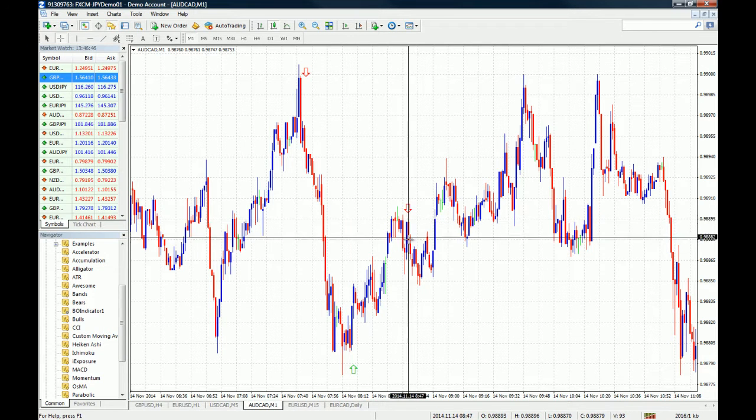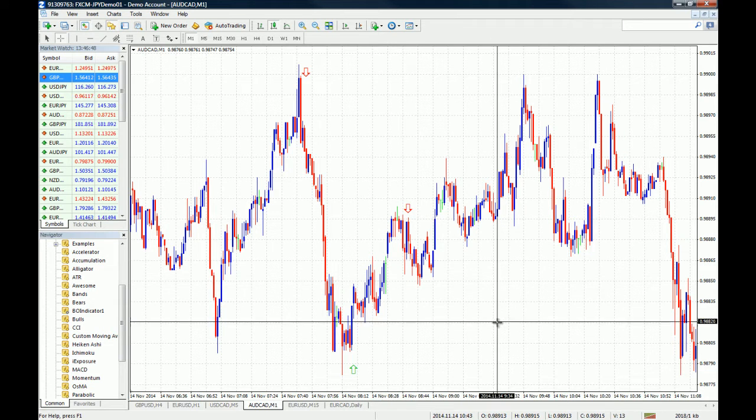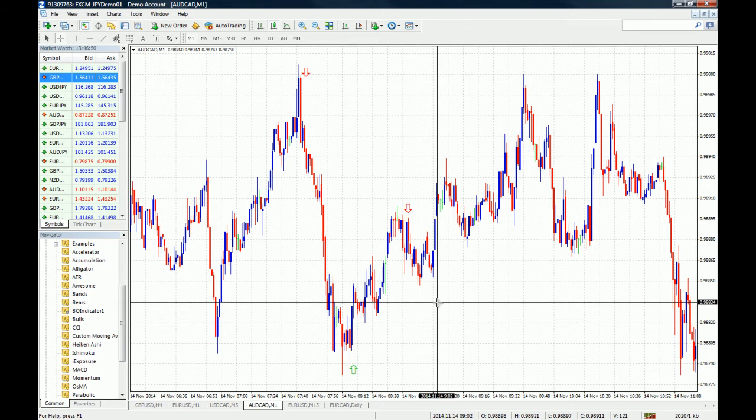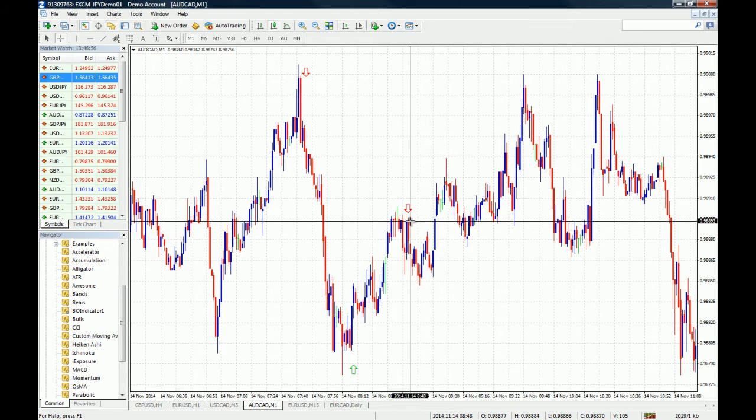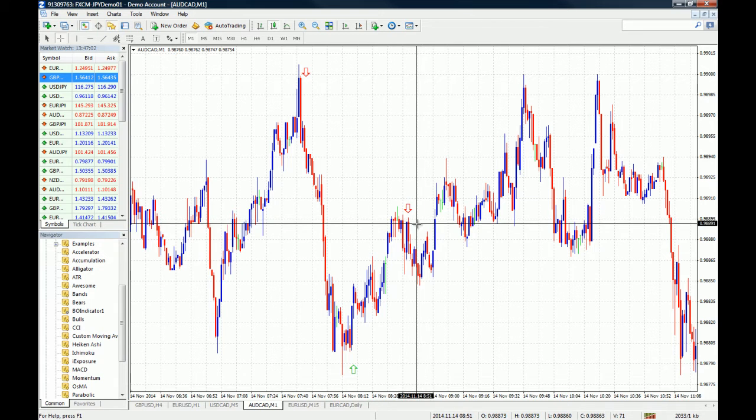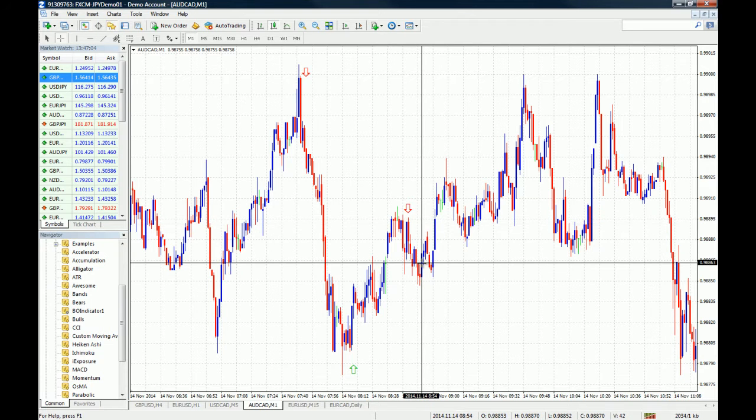And right here we have a third signal. In this case, this is a signal to buy put options, and our entry level should be around 98.89, and 1, 2, 3, 4, 5 candles later, our option expires well in the money.